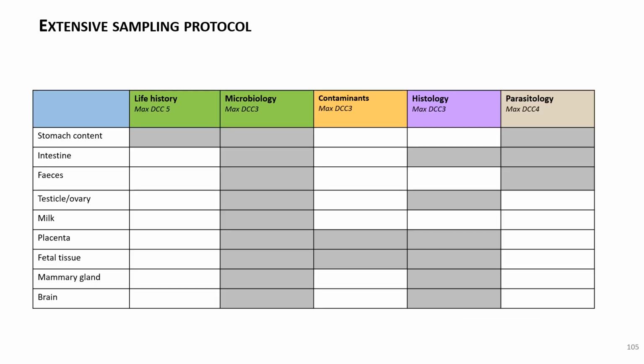Stomach content can be used for life history. Stomach content, intestine, feces, testicle, ovaries, milk, placenta, fetal tissues, mammary gland, and brain can be used for microbiology studies. Studies of contaminants could be performed using placenta and fetal tissues. And for histology, you can use intestines, testicle, ovaries, placenta, fetal tissues, mammary gland, and brain. For parasitology, you can use stomach content, intestine, and feces.